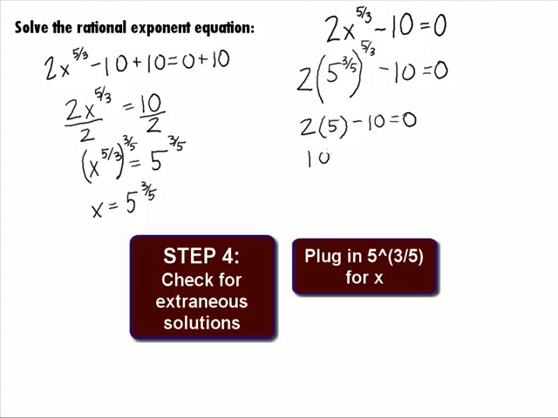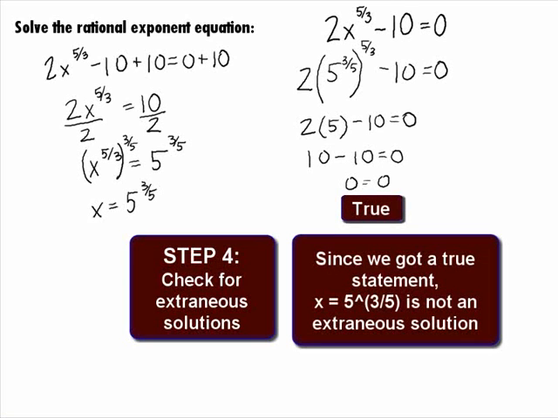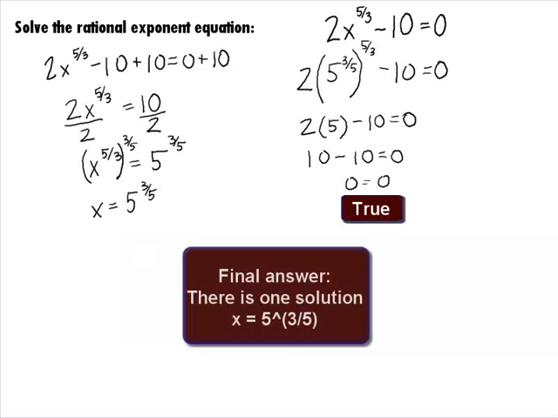which will simplify to be 10 minus 10 equals 0, which gives us 0 equals 0. This is a true statement, so this means that x equals 5 to the 3/5 power is not an extraneous solution, so our final answer is x equals 5 to the 3/5 power.